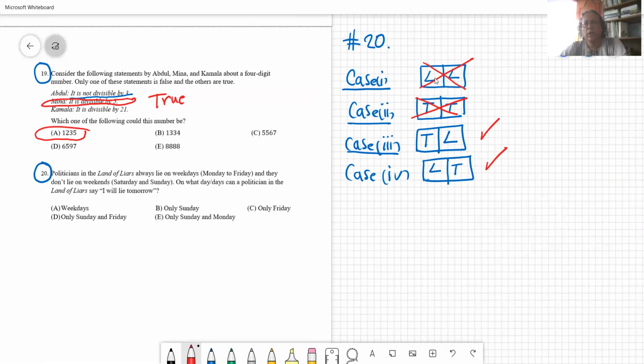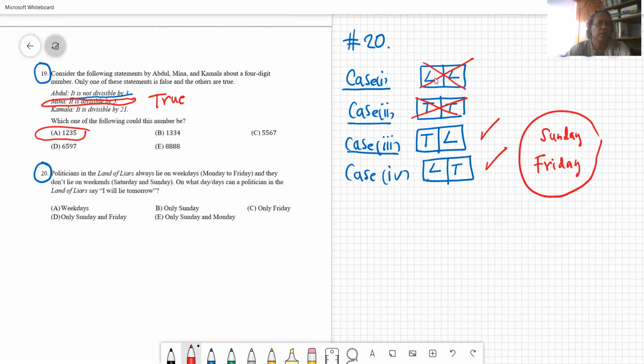So how many days do we have in these 2 cases? He tells the truth on the first day, so that could be Sunday, because the following day he lies, Monday he lies, fine. And then in case 4, it could be Friday, and the following day he tells the truth. So we actually have 2 days on which this politician can say, I will lie tomorrow. So only Sunday and Friday. Okay, so we got the answer to that.